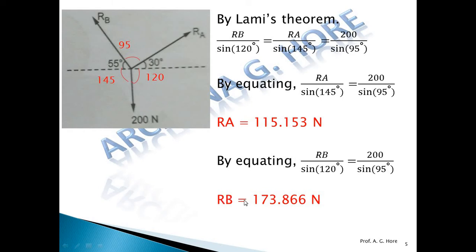So simply first of all draw the FBD, count the number of forces and apply the conditions of equilibrium according to theory. Equilibrium under 2 forces, 3 forces, 4 and more forces, like that.